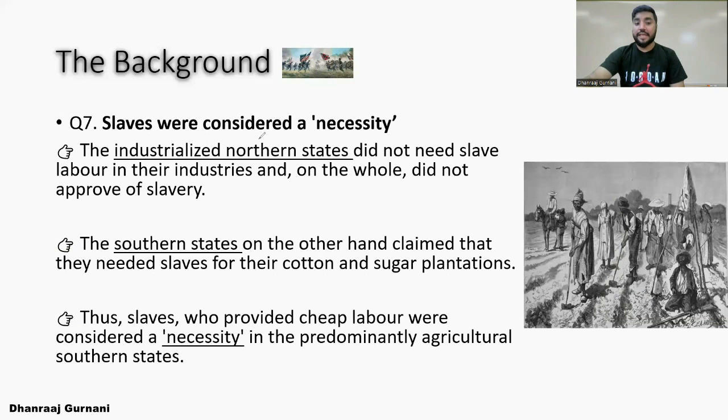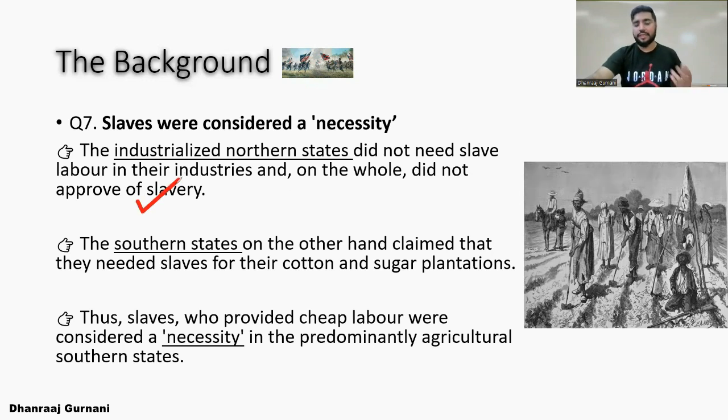Question 7, slaves were considered a necessity. So not everyone is saying no to slavery. Someone said yes to slavery. Who were they? Let's see. Again, three points. The industrialized northern states did not need slaves in their industries and on the whole did not approve of slavery.